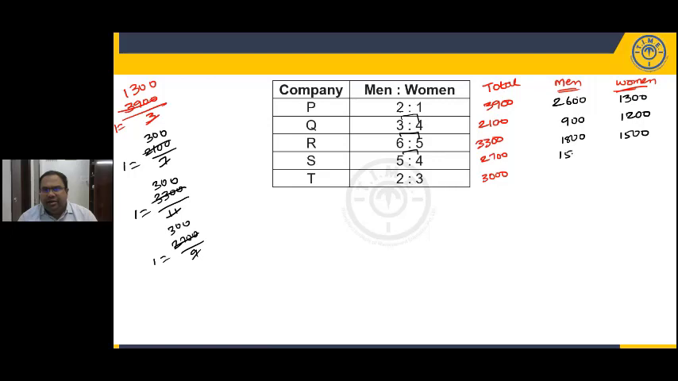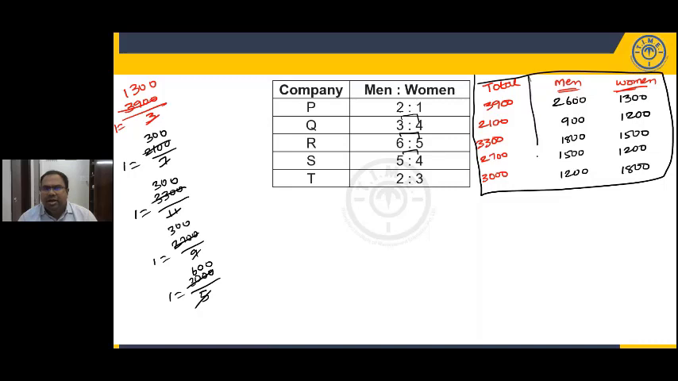3 1500, 4 into 3 1200, 2 is to 3, 5 parts 3000. So each part orally we can do. Actually, you need not write. Each part 600. So 600 into 2 1200, 600 into 3 1800. So we got total, we got men, we got women. No need to look at the line graph, no need to look at the table, no need to look anywhere, but just look at your rough sheet, you can answer the questions, right?